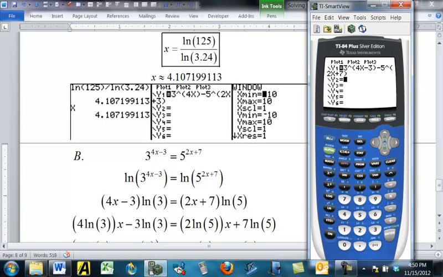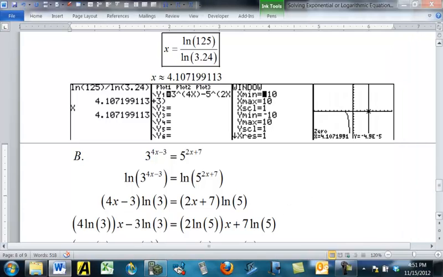Okay, and let me try the window here. Let's see what we might do. Well, we'll just start with the zoom standard and go from there, see how we might have to adjust. This is probably a horrible window. It looks like it could be crossing over here in the negatives, but that could also be an asymptote. It may or may not turn around.